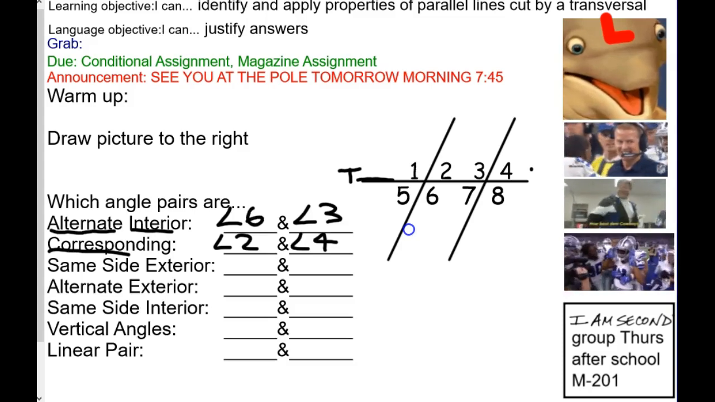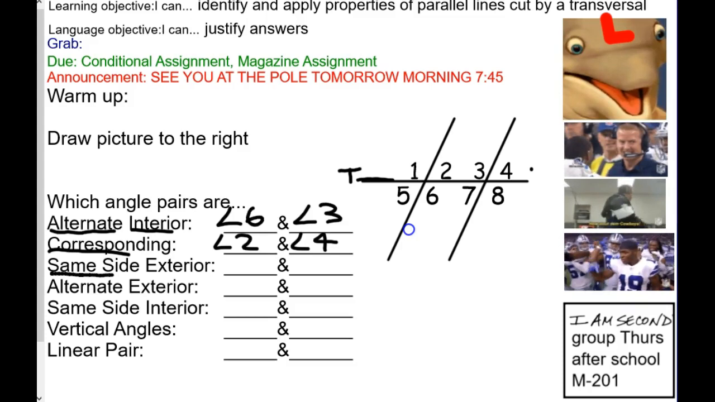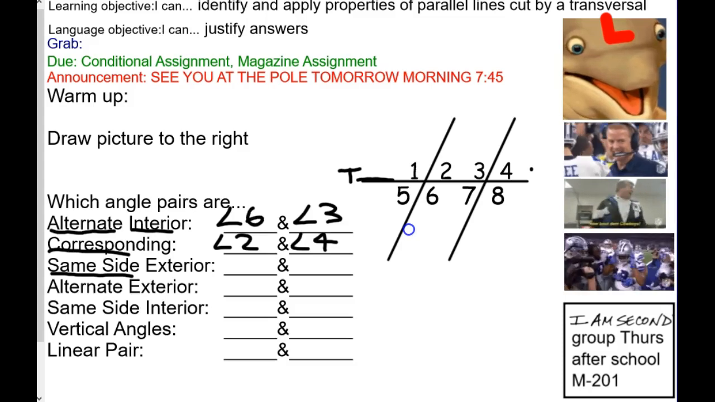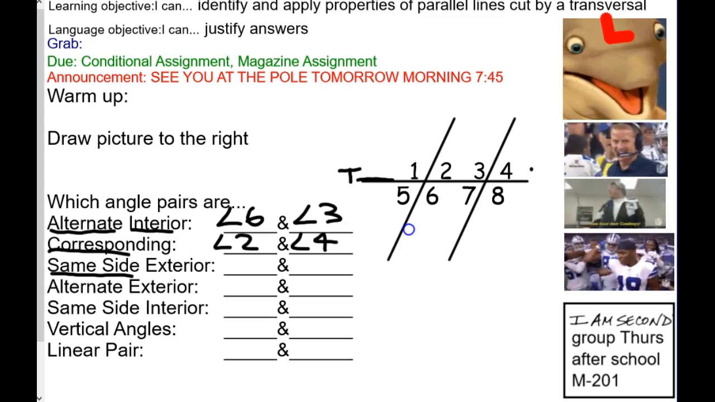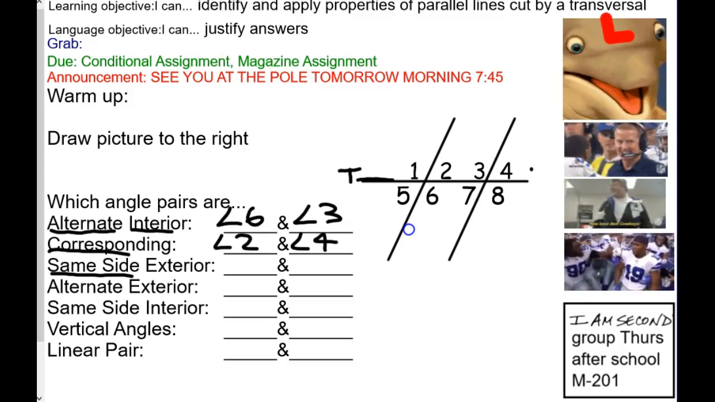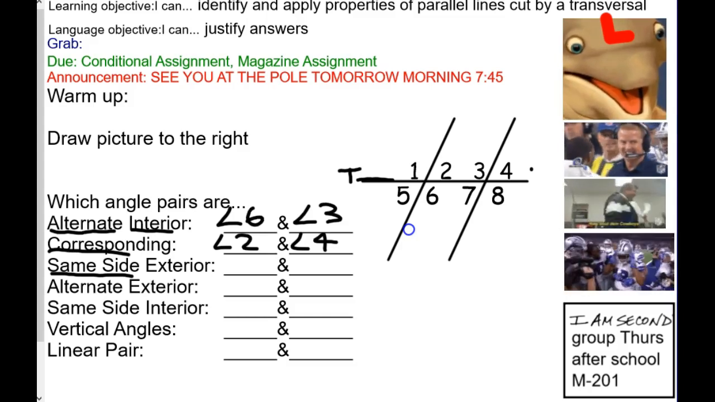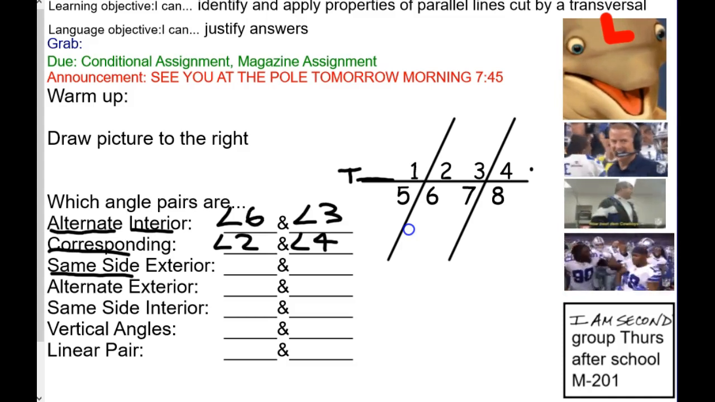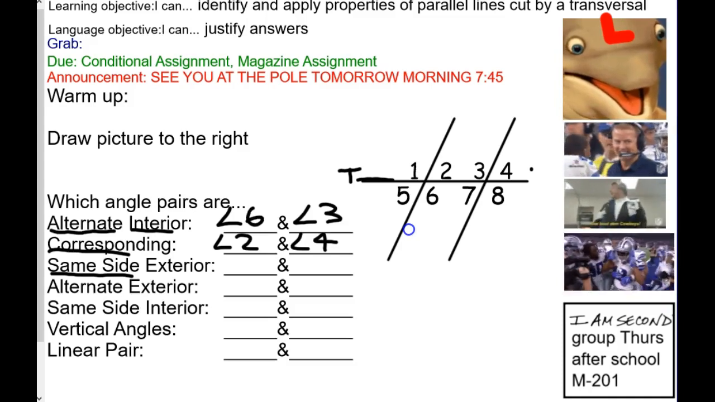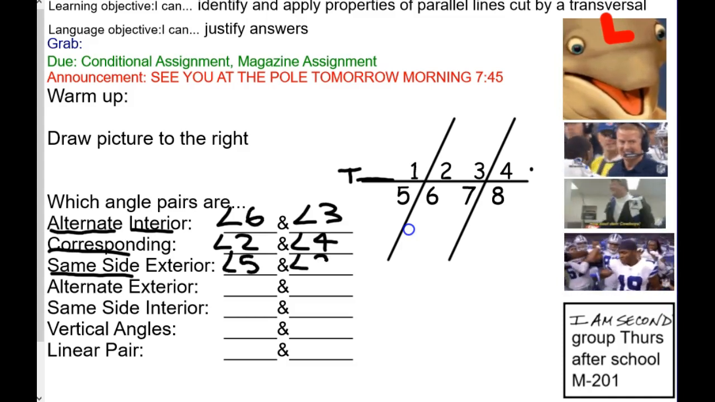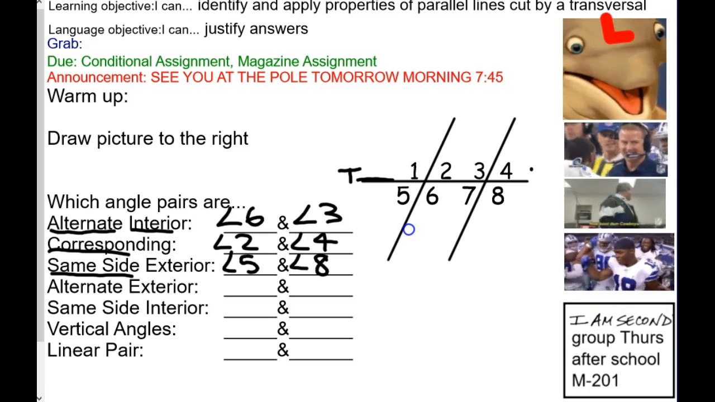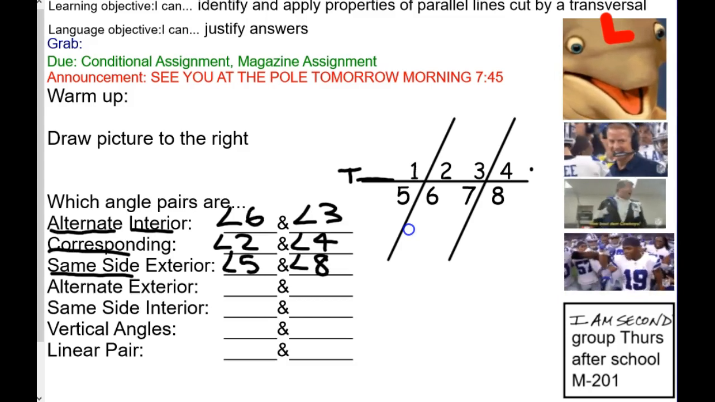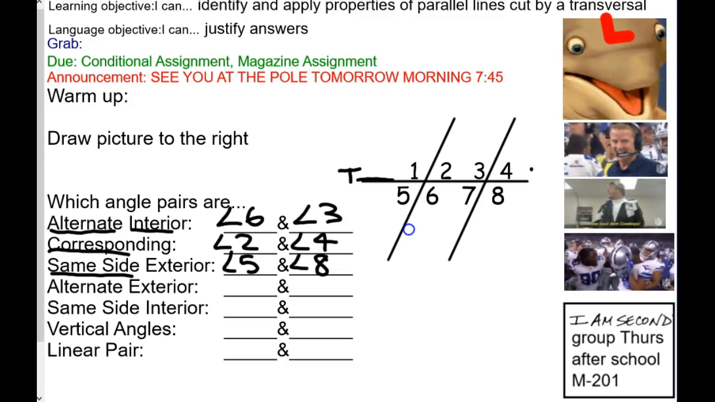Hold on. Same side exterior. Now, same side means it's going to be on the same side. Exterior means outside of the parallels. So let's pick an outside angle. I'll pick 5. What other angle is on the same side of the transversal outside the parallel? 8. Does everyone see how 5 and 8 are on the same side of the transversal outside the parallel? So 5 and 8. What's the other pair that's same side exterior? 1 and 4 are on the same side of the transversal outside the parallels. Okay. Make sense or no?